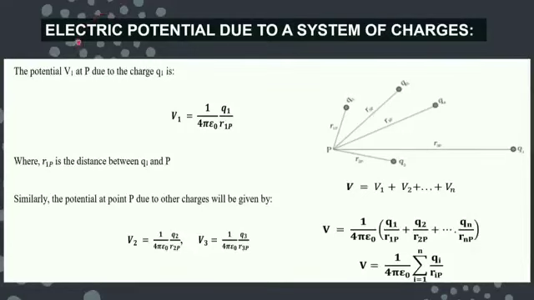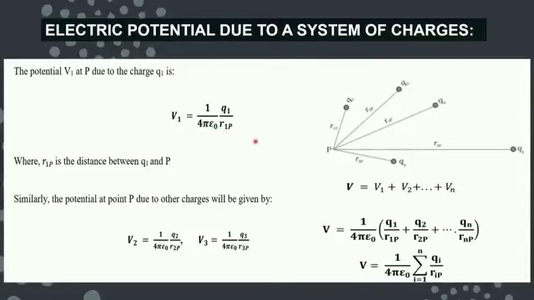If I want to find electric potential due to a system of charges, it means I want to find it at this point P due to 3 or 4 charges like Q1, Q2, Q3 and Q4, and so on. There can be n charges. Then this is the formula for potential due to one point charge we have just discussed, that is V equals 1 upon 4 pi epsilon naught Q upon R.